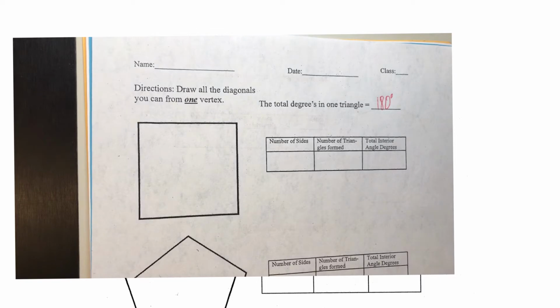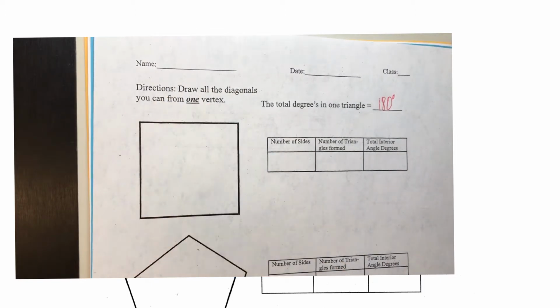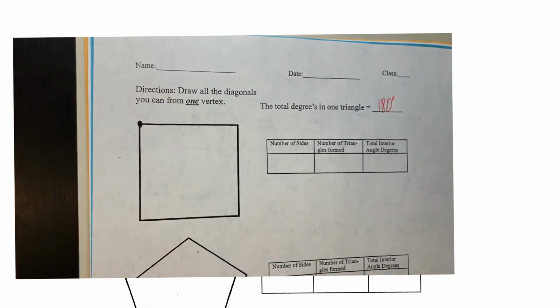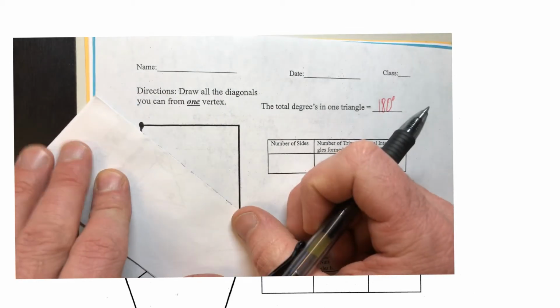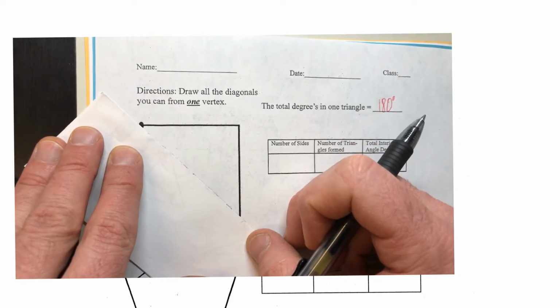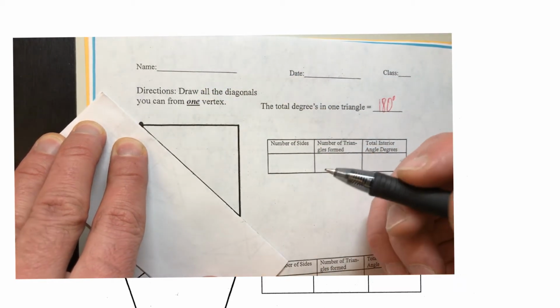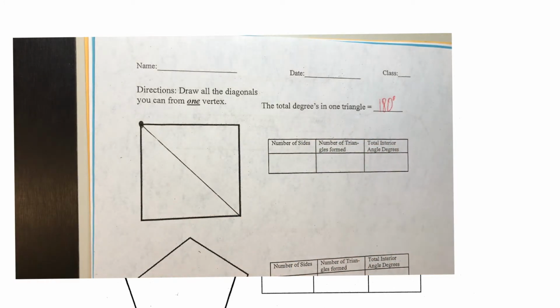Now, what we're going to do is we're going to follow these instructions. We're going to draw all the diagonals we can from one vertex, okay, from one corner. So what I'm going to do is I'm going to start up here in this corner, I'm just going to do it from this one corner. I'm going to draw all the diagonals that I can. So when I say diagonal, I mean from corner to corner, or from vertex to vertex. Okay, so I'm going to draw from there to there, just like that.